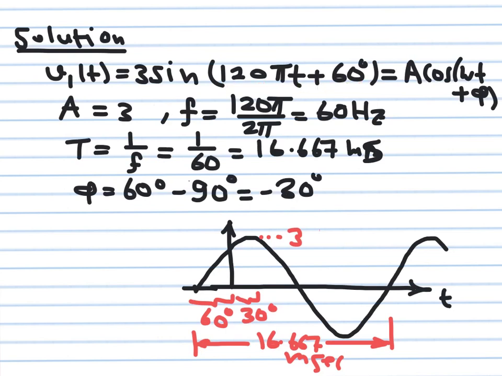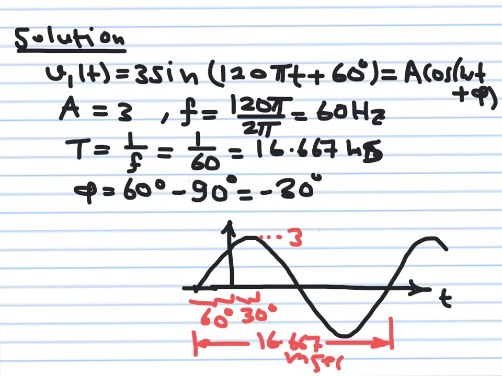Let's take a look at this signal. This is a cosine waveform here. We agreed it was shifted by minus 30 degrees, and a minus 30 degrees phase shift means that the signal was moved in the positive time direction. This is time zero for the cosine. It should have been here, but it was moved in the positive time by 30 degrees.